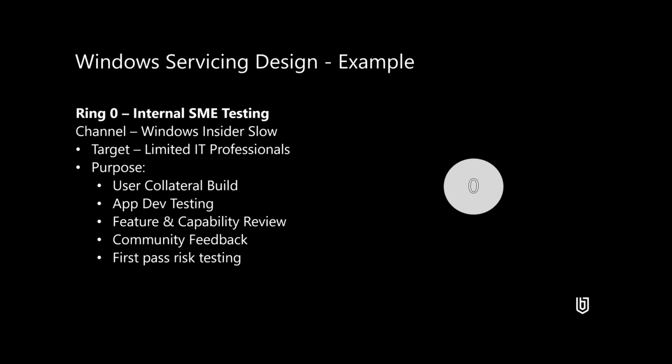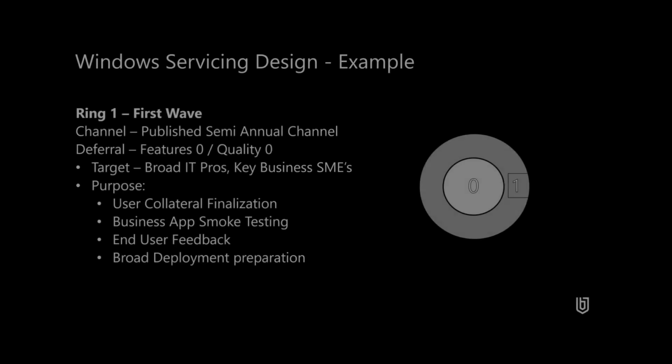So if you do find problems or you think there's something that needs to be tweaked or changed or would be a valuable addition, this is the opportunity for you to do that. But you also use it for your first pass risk testing. So your common applications, your Office suite, your basic line of business apps. It's a good opportunity just to do some basic smoke testing and see if you have any problems there.